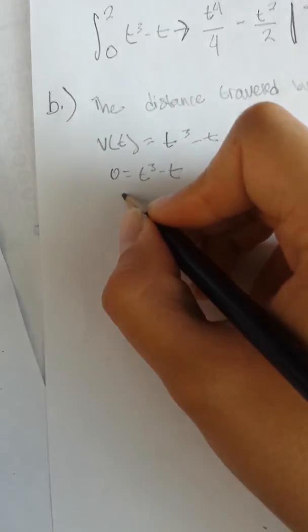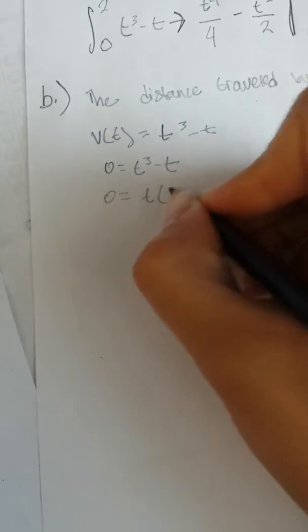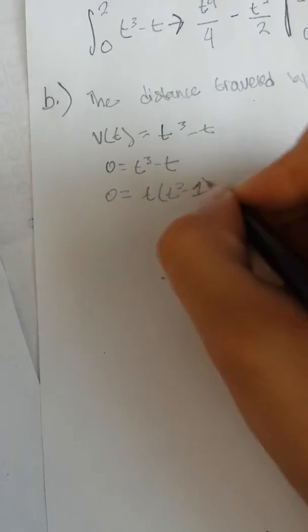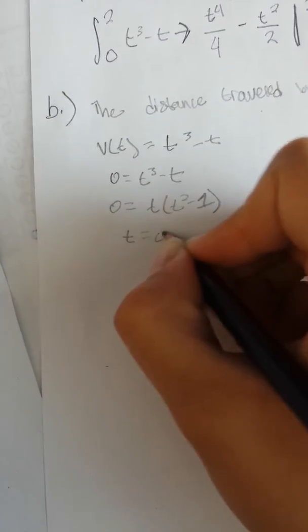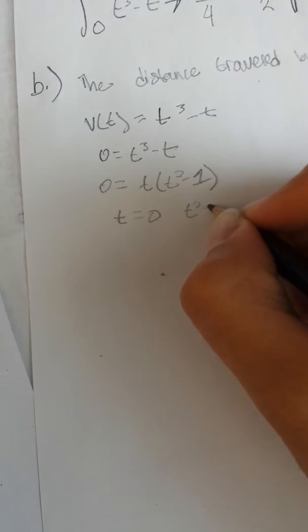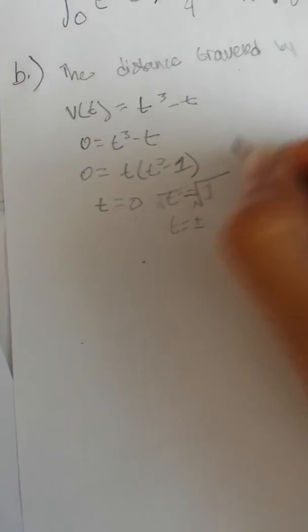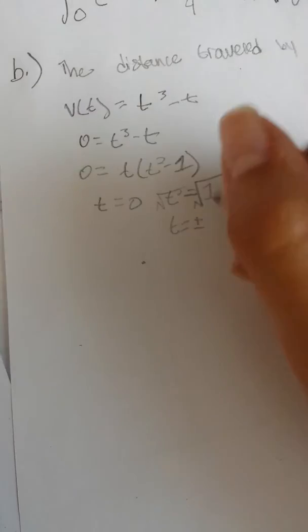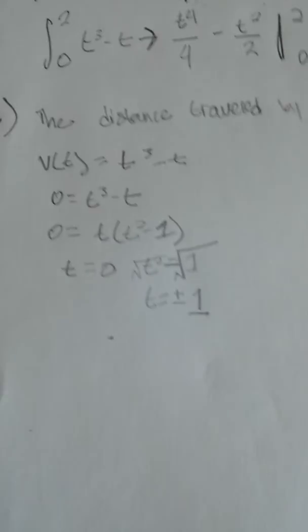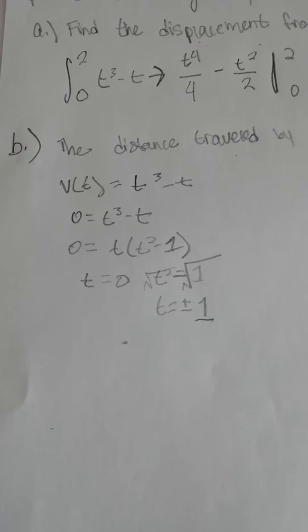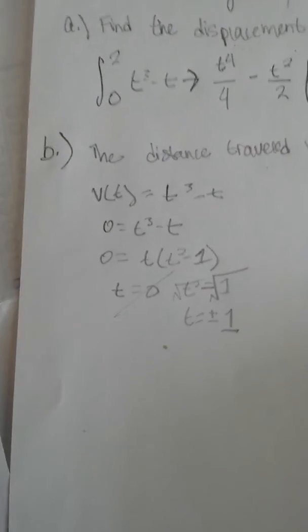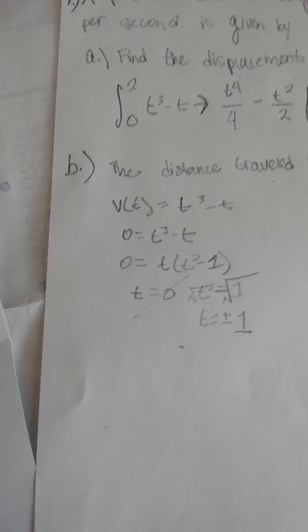Okay, so you can pull out a t to make this easier. So t times t squared minus 1. So t is equal to 0, and then t squared is equal to 1. So t is equal to plus or minus, square root both sides, plus or minus 1. Okay, so t is equal to 0 is irrelevant because it's going to be 0 at 0, obviously.